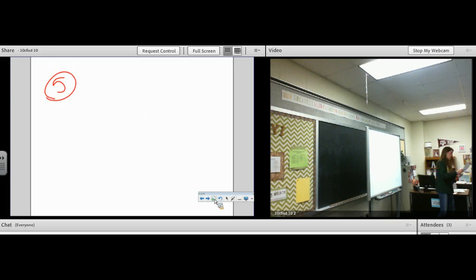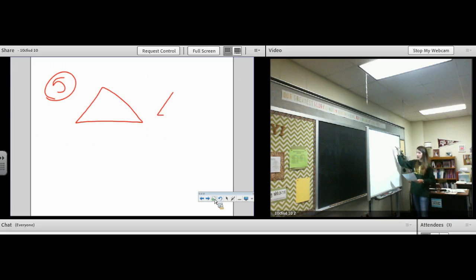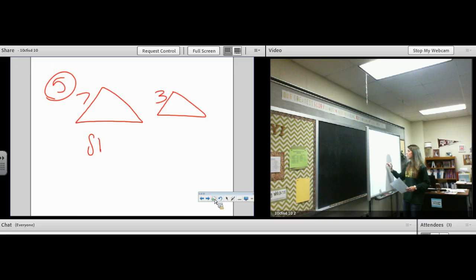So when I'm finding the scale factor of number 5, remember we read from left to right. So if I want to find the scale factor, I'm going to put second over first. I'm going to put 3 over 7. So the scale factor is 3 over 7. You always check to see if it can be reduced. Can you reduce 3/7? No, so you move on.